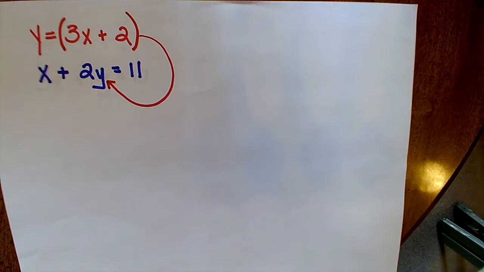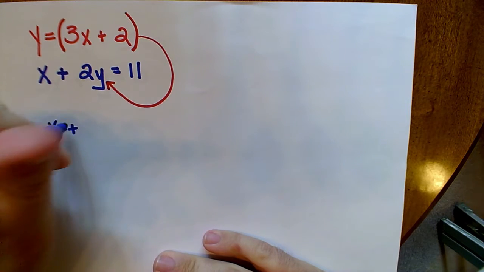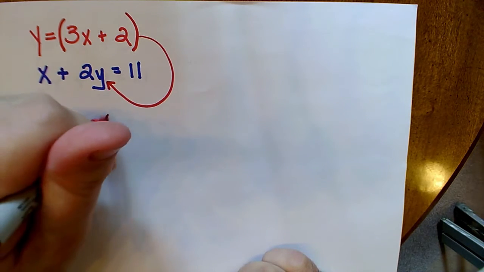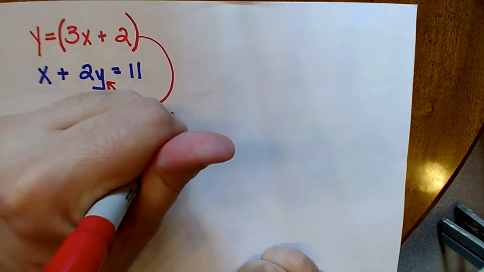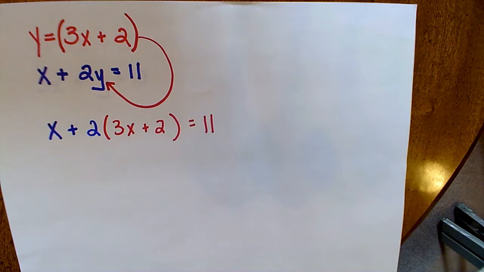So here's what we're going to have. We're going to have x plus 2 times y, which we said is 3x plus 2, equals 11. Now at this point we're actually pretty excited because this new equation that we have only has x's in it. So we know how to solve it when there's only x's.